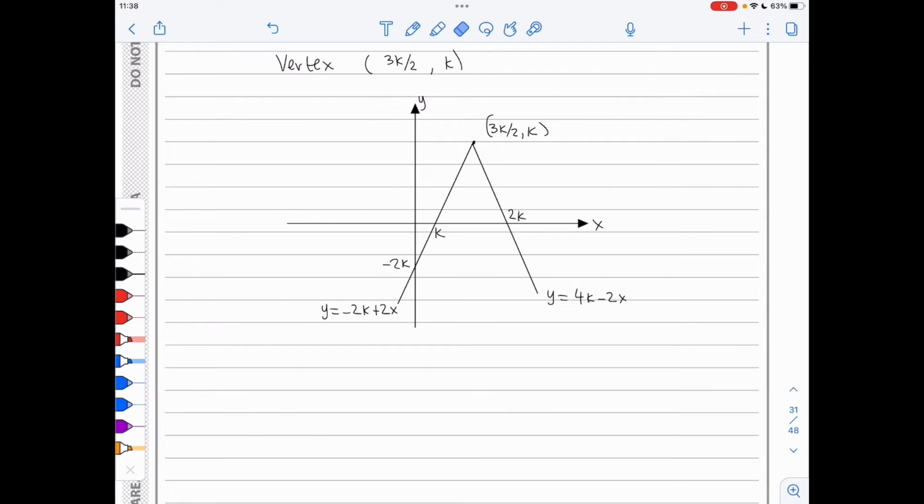As you can see, I've drawn the graph here. We start with the vertex at 3k over 2, k. We've got the straight line going uphill to the left and the straight line going downhill to the right. We have found the cuts on the x-axis by setting y is 0 and the cut on the y-axis by putting x is 0. So we've got all the necessary information to claim the full marks for this part.